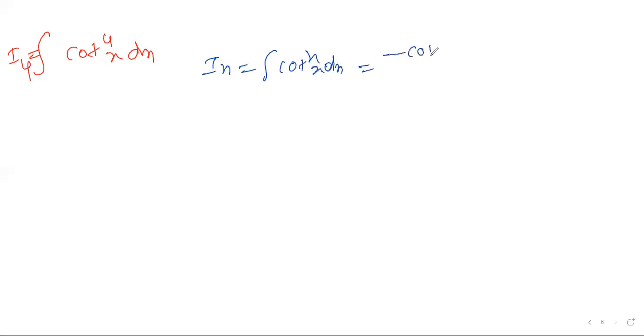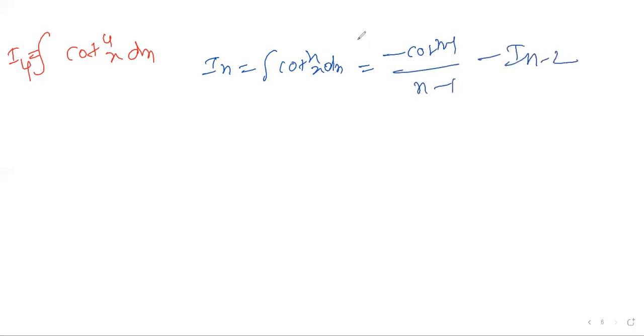I'll take a little simple problem, integral of cot^4 x dx. Whatever the method, it's okay. So this is the question. Cot power 4 means I_4 you take. To solve this problem, you need to know the formula: I_n is equal to the integration of cot^n x dx, which is equal to minus cot^(n-1) x by (n minus 1) minus I_(n-2).